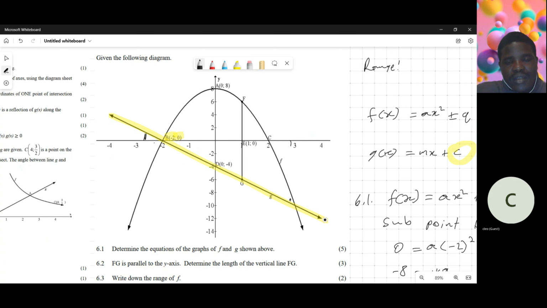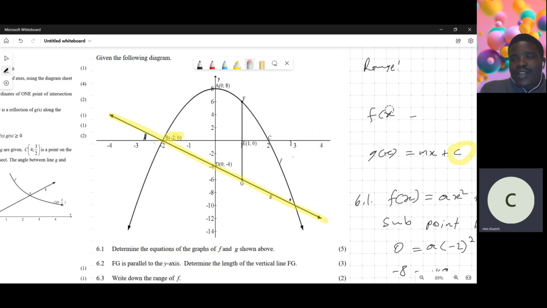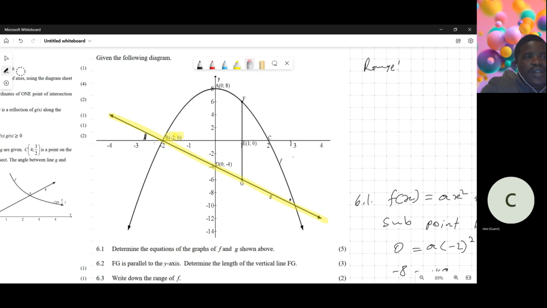Check on your notes again. The one that I just gave you now. What is the range? We said the parabola range. They're asking the range of f of a quadratic function, not a straight line, a quadratic function.